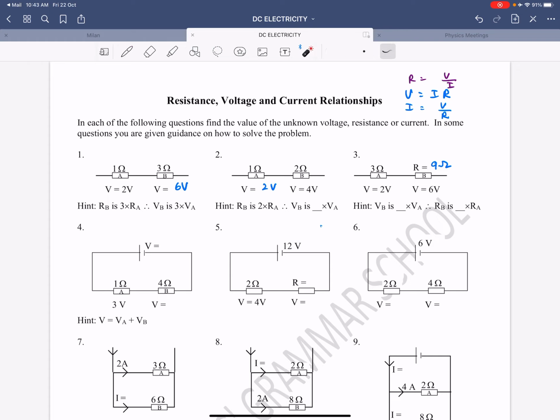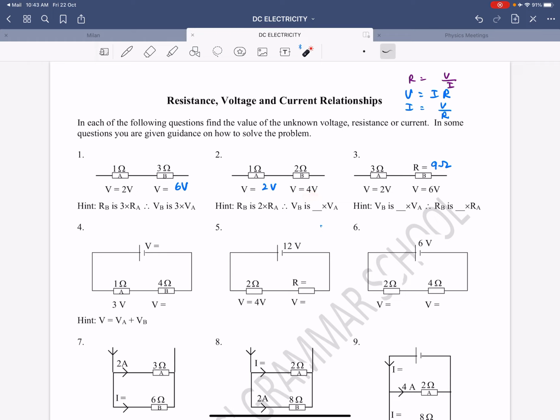So here's your first one. We've got to get this voltage. One way of figuring this out is this resistance is 3 times that, so the voltage will be 3 times that. Okay, because voltage and resistance are directly proportional provided the current is the same. So over here, this resistance is twice this, so this voltage 4 should be twice 2.